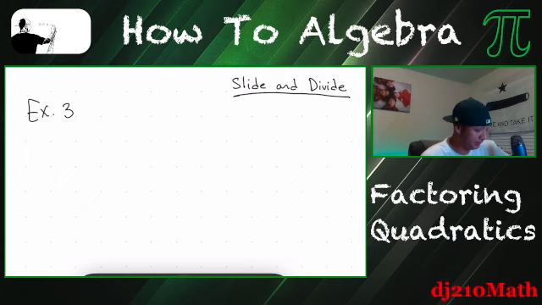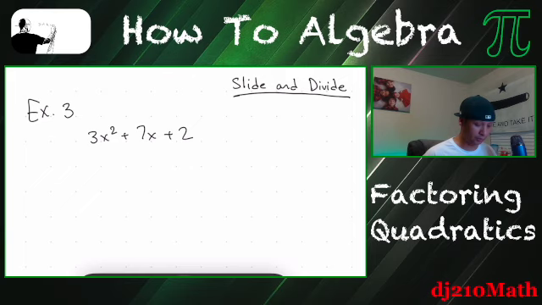The way I explain it and the way it's explained, it looks like magic. It's going to look like tricks. Like, why is this working? Or like, what the heck is happening? But sometimes you just got to roll with it at this point in the game. So I'll show you an example. So let's go with 3x squared plus 7x plus 2.